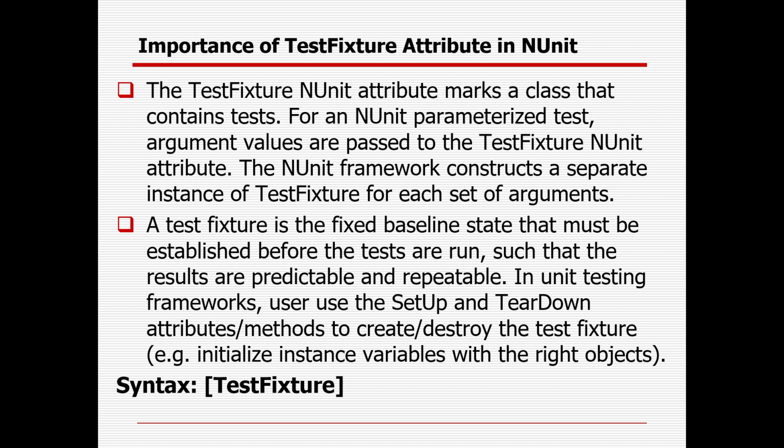In a unit testing framework, the user can use the setup and tear down attributes or methods to create or destroy the test fixture. For example, initialize an instance variable with the right object. So that is the syntax. Today you can learn how to add test fixtures, but there is a lot of importance to it. Unless you add the TestFixture attribute at your class level, you might not be able to access all the relevant features available with the TestFixture NUnit attribute, such as parameterizing test argument values to pass in the test fixture.